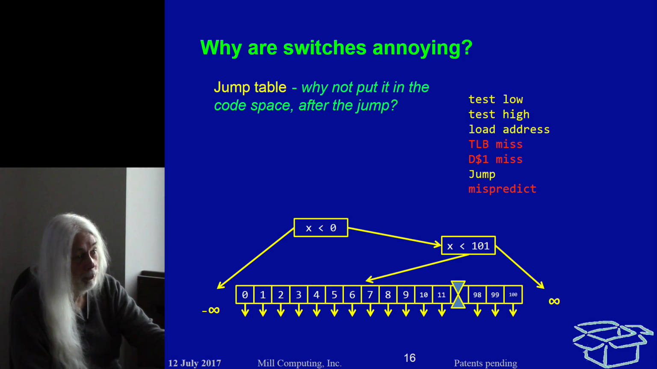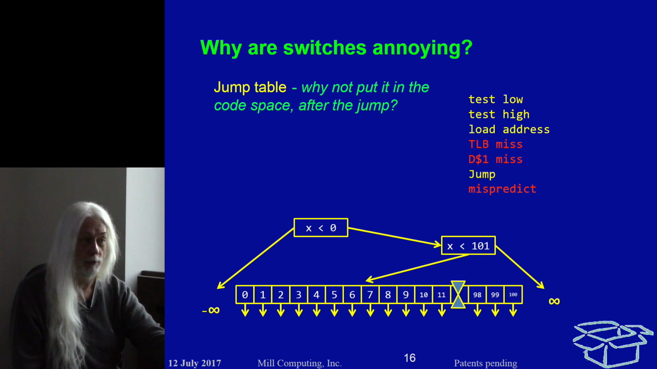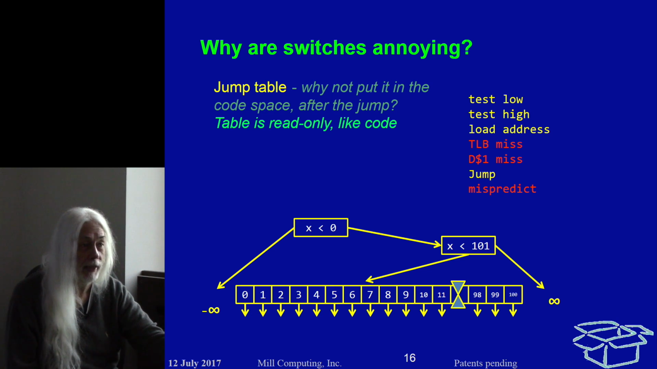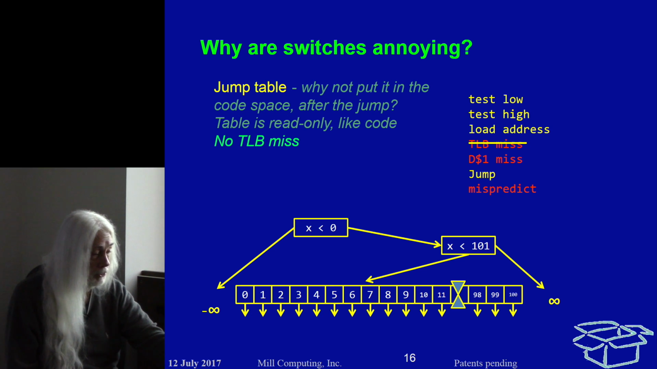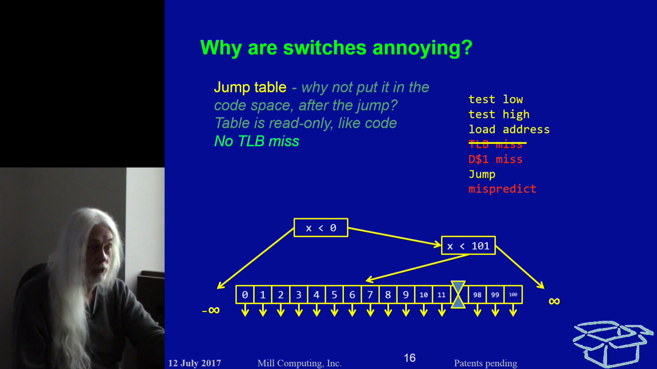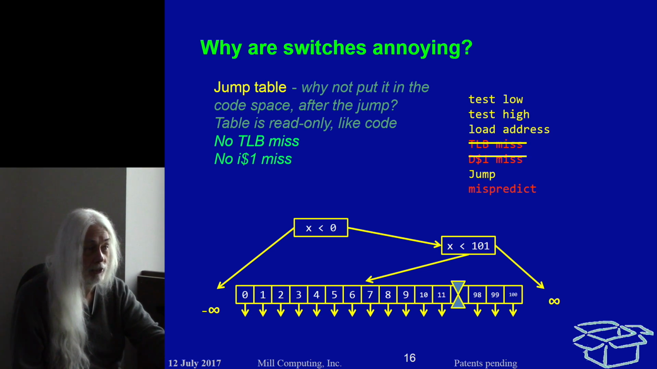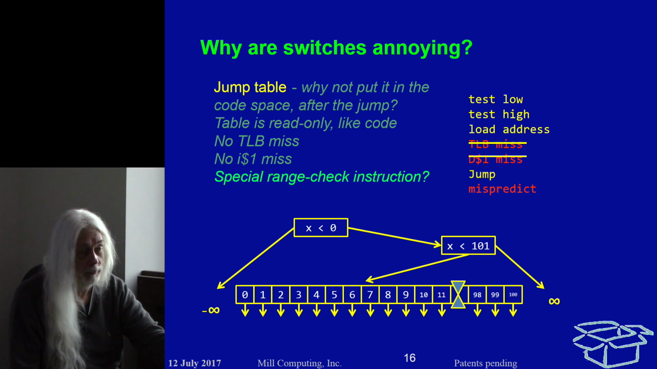Now you can get rid of some of this problem. If you put the jump table in the code space, well, you just executed this jump, so you know that it's in the TLB because the TLB just looked at it. So the table's read-only. It's like code. If you put it immediately after the jump operation, which you can, there will not be a TLB miss. Similarly, that code is in the instruction cache. You just executed it, so there won't be an instruction cache miss either. So we now have the jump, and we will still have the mispredict.